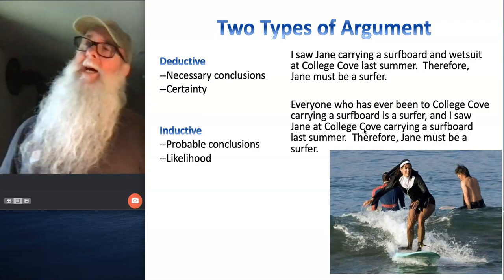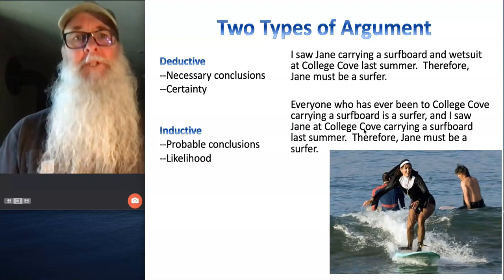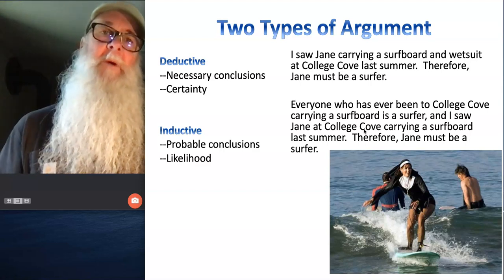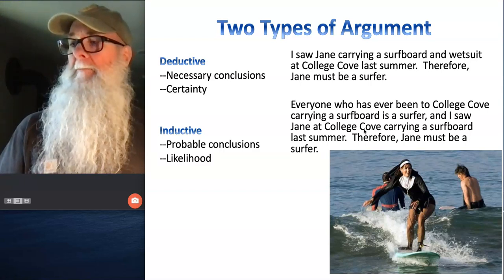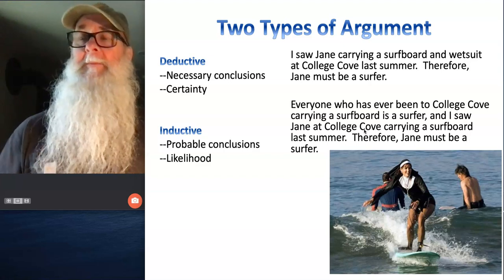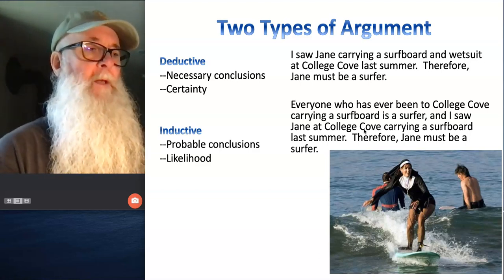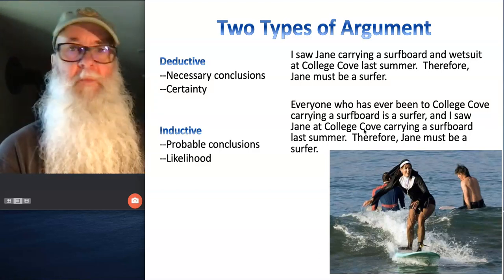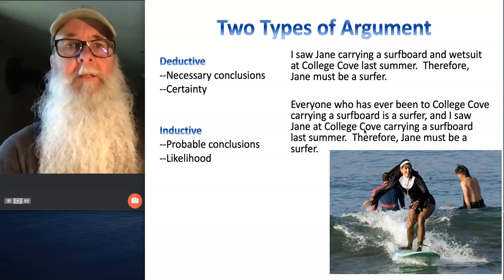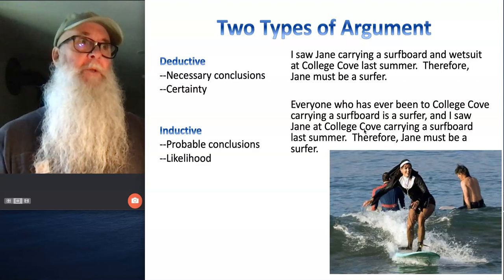But it's not logically necessary that Jane be a surfer just because you saw her carrying a surfboard and wetsuit at the beach. Maybe she was carrying it for a friend. Maybe she just purchased it from somebody to give as a gift to somebody else. But there are lots of different ways that the conclusion of this argument wouldn't follow, even if the premise statement were true.